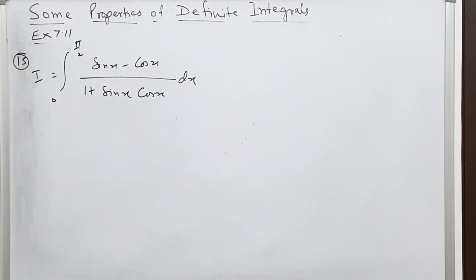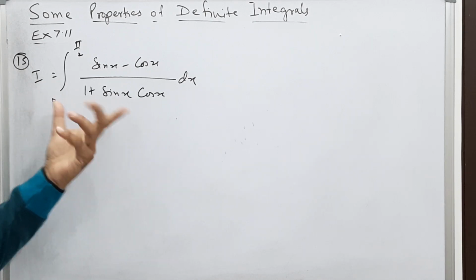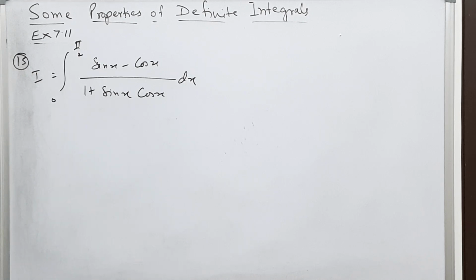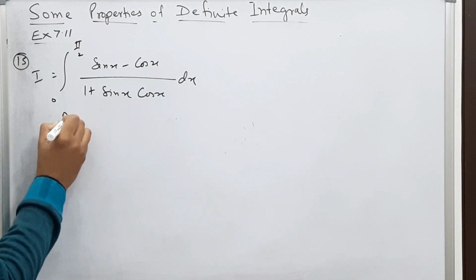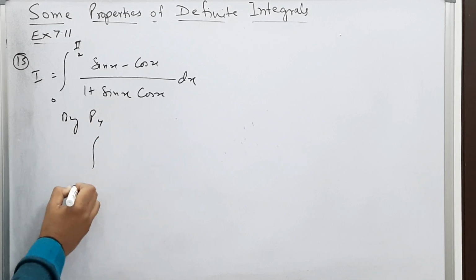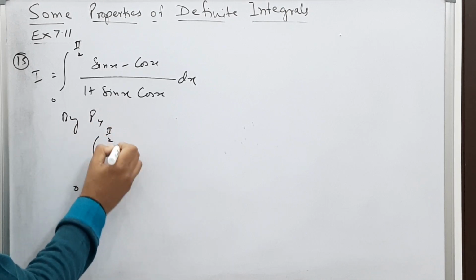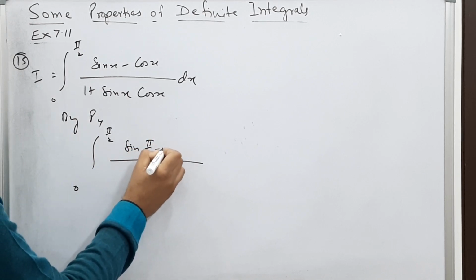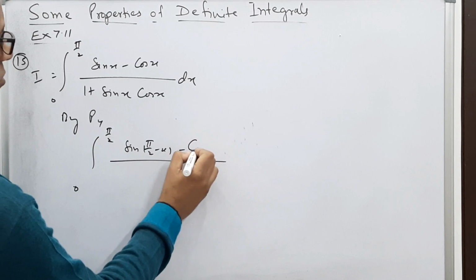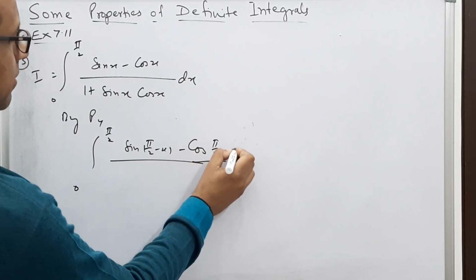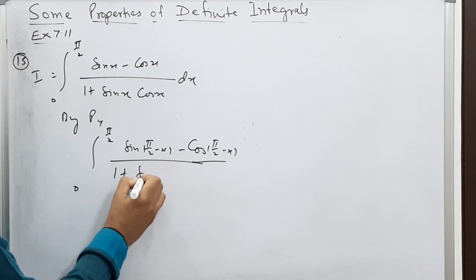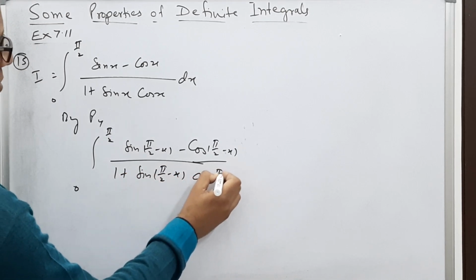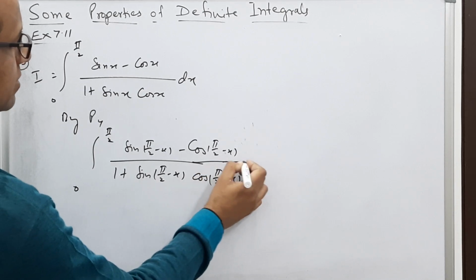Yes, now you see this problem. If we apply a particular property for this sum, it is very simple, otherwise it looks very complicated. So I am applying P4. You see by P4 what will be the step? 0 to pi by 2, sine of pi by 2 minus x minus cos of pi by 2 minus x, over 1 plus sine of pi by 2 minus x and cos of pi by 2 minus x dx.